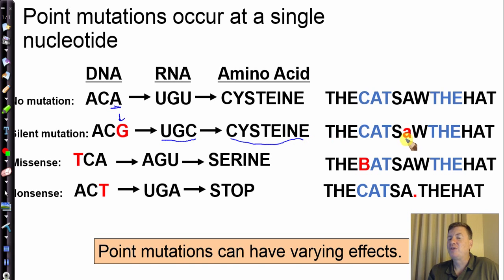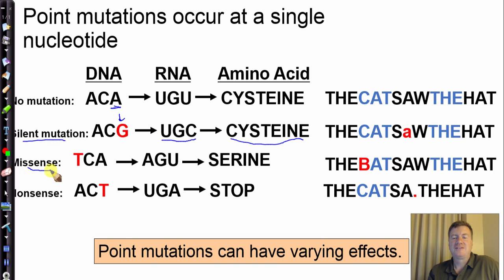And that's kind of like this. If I had a mutation where I changed this to a lowercase a, just play along: the cat saw the hat. We didn't change the meaning at all with that particular mutation. So that's called a silent mutation. The DNA got changed, caused a change in the RNA, but didn't change the amino acid, so nothing happened as far as we can tell.